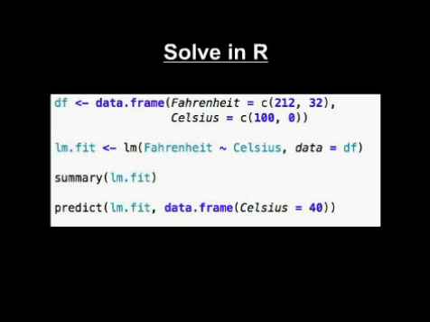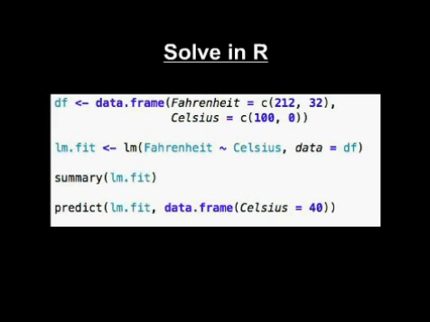And then finally, the predict function does exactly what you might think: it's going to predict the Fahrenheit value for when Celsius equals 40. So we pass it the linear model object, which contains all the information that predict needs to make the prediction, and then it's going to output the results for when x equals 40, what will y equal, where y is the Fahrenheit value. I think that's just about it. Right, John? Yeah, no, I think that's a perfect summary of what we've done.